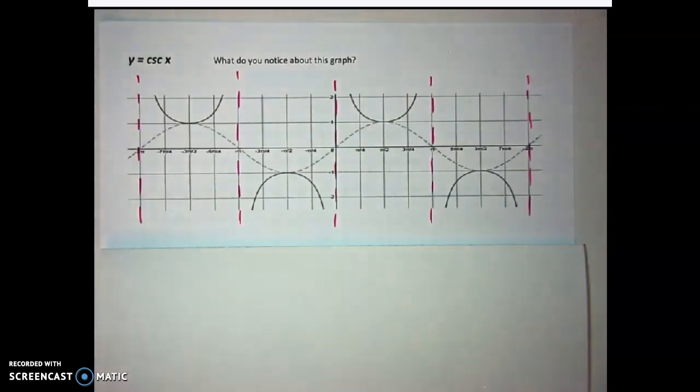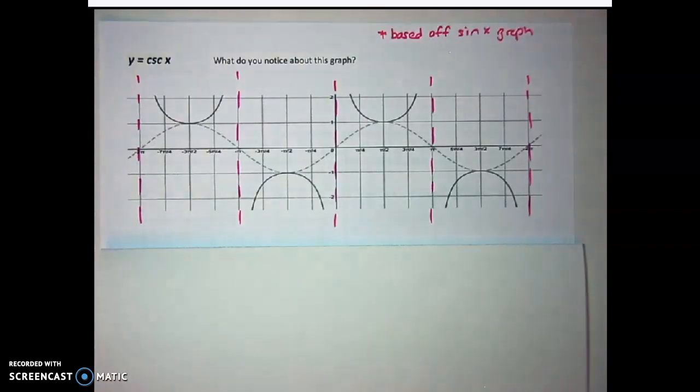Now let's look at the cosecant graph. Remember that the cosecant graph is 1 over the sine. I'd like you to pause the video and look at either the notes or this picture on the video and name a couple things that you notice about this graph.